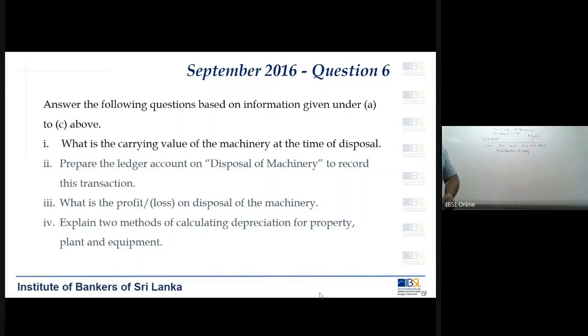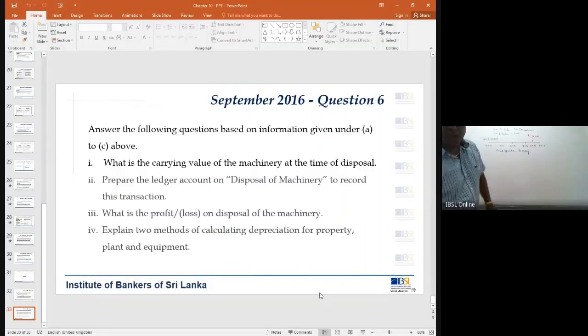So we are clear with the last part where you can write 2 methods of calculating depreciation. We have already learned 5 methods, out of which you can talk about 2. But the first 3 parts: what is the carrying value, putting up the disposal of machinery account, and then finally the profit or loss. Right.